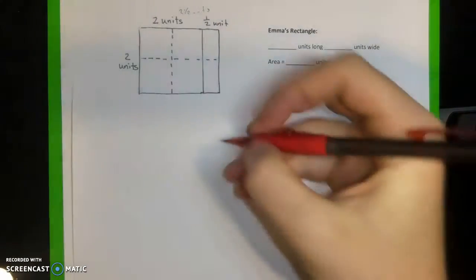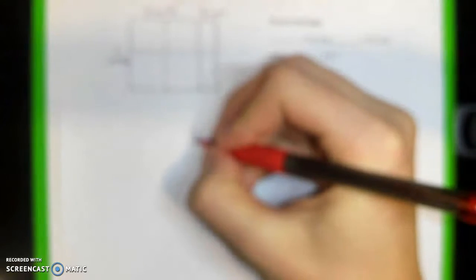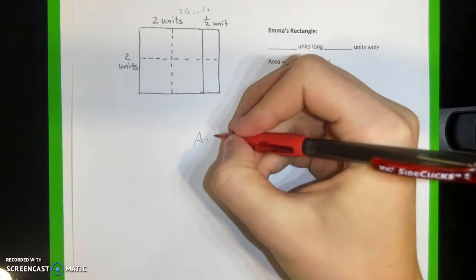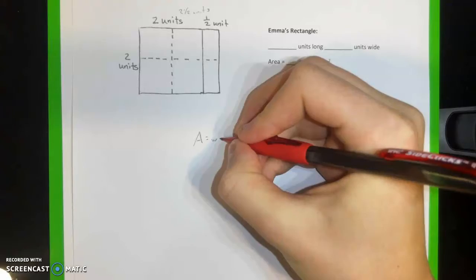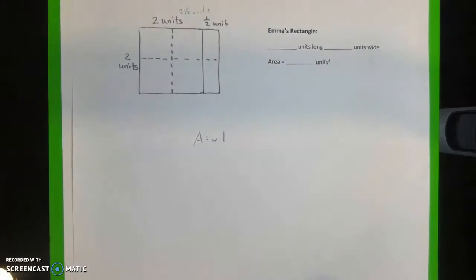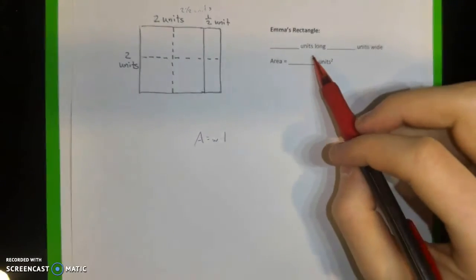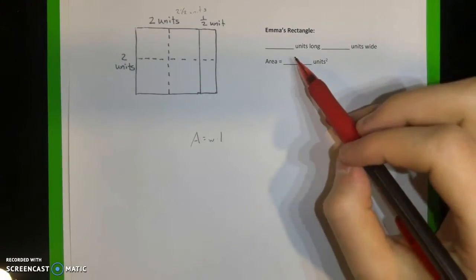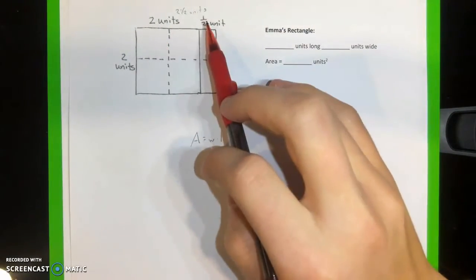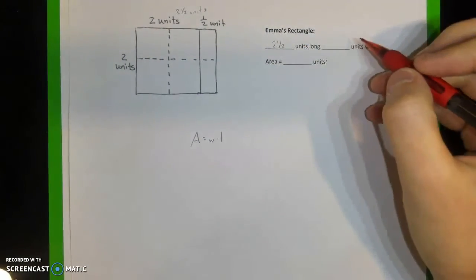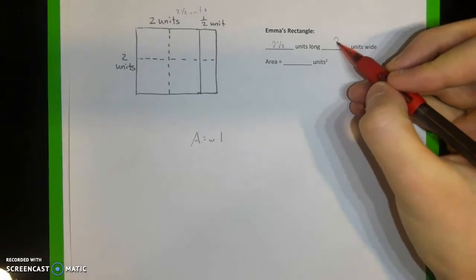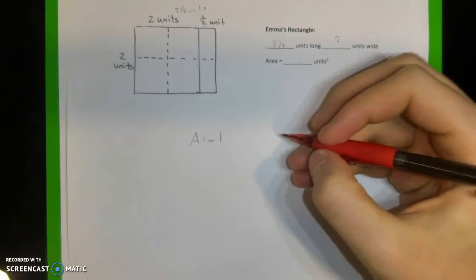So now, remember the area formula, area just equals width times length. That's how I remember it. So now here, how many units long is it? So it's 2.5 units long by 2 units wide.